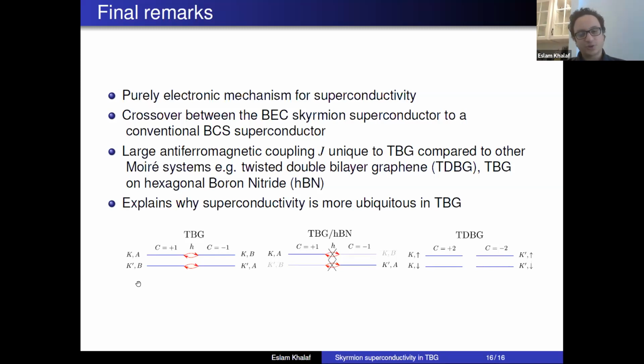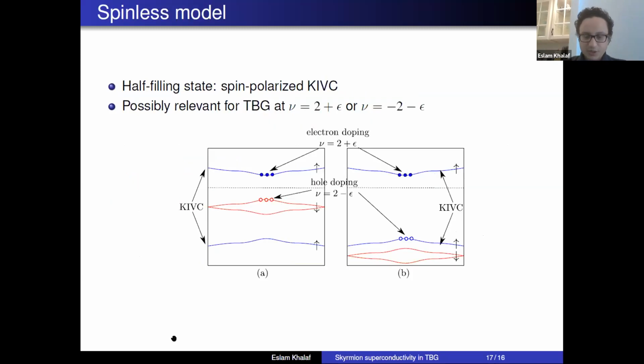So the main option you have at nu equals 2, well, you could polarize valley, but if you polarize valley, you wouldn't really get this inter-valley coherent physics. So it interferes with it. But so the main state that's consistent with this picture is if you polarize spin. So it's a picture like this. So the band structure, we think of a band structure like this, where you open this KIVC gap, which is the largest gap in the problem, but also you polarize spin. And then you're doping here. So you're looking at nu 2 plus epsilon, or alternatively minus 2 minus epsilon.